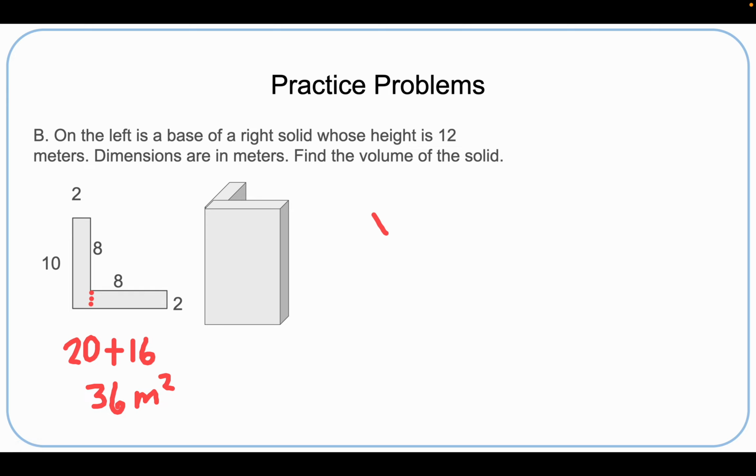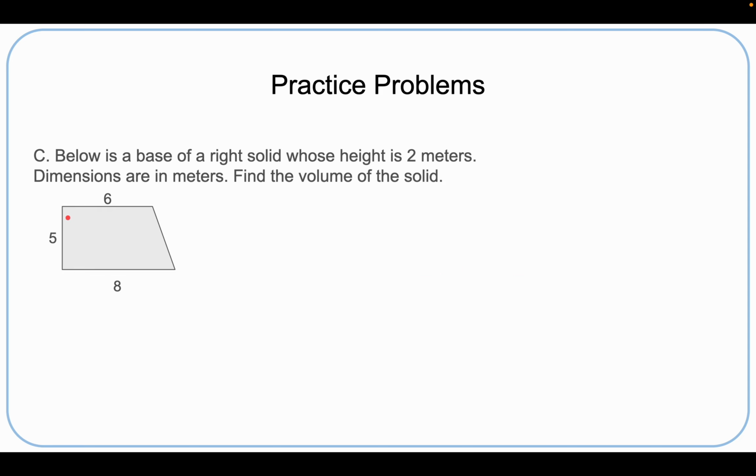So to find the volume, we multiply the base, which was 36, times the height, which is 12. And I already figured this out earlier. It is 432. And then our units are in meters, and it is cubed. So the volume of this figure is 432 cubic meters.